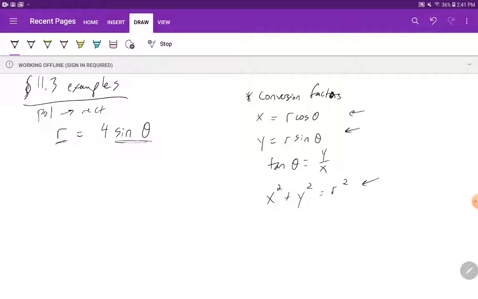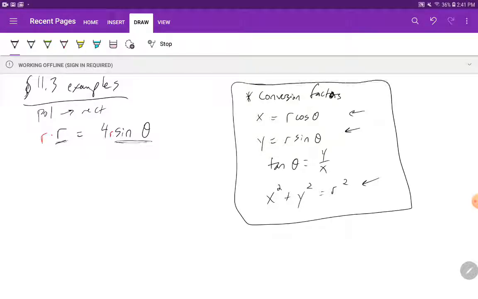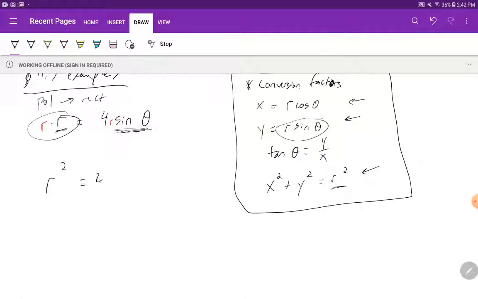One of the common tricks is to multiply both sides by r, and we did this in class also. So hopefully this isn't too new, but it's a very common trick. The idea is we want what's given to us to resemble one of the conversion factors. The only conversion factor that deals with sine is this one right here. We need an r, and a single r is useless to us, but r squared is useful to us. That's the kind of thing you want to look out for. So this becomes r squared equals 4r sine theta.